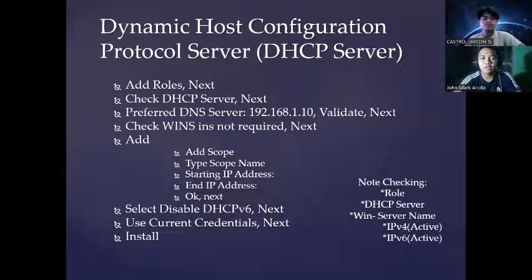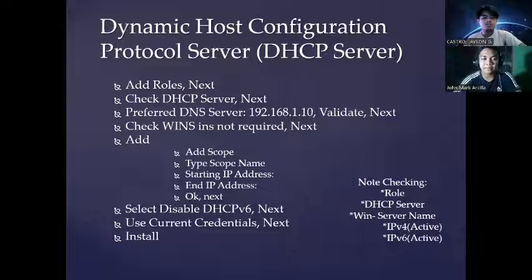Dynamic Host Configuration Protocol Server or DHCP server. The first step is add roles and then click next. Another next step is check DHCP server, then click next. Preferred DNS server is 192.168.1.10. Then click validate and then next.